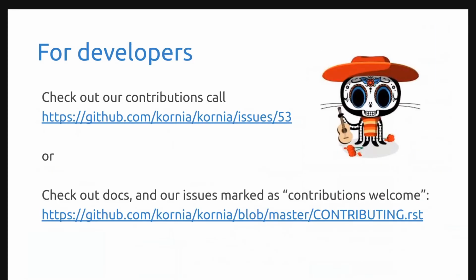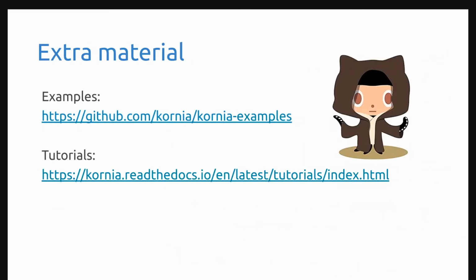And then, more for developers, we always have calls for people that want to start contributing in terms of coding. And then we have a contributions document explaining all the things you need for actually contributing to the project. Some extra material: we have a repository with some examples that we are trying to work on more and add more examples to. And also, in the online documentation, we have how to generate the tutorials so that people can start to learn how to use Kornia.